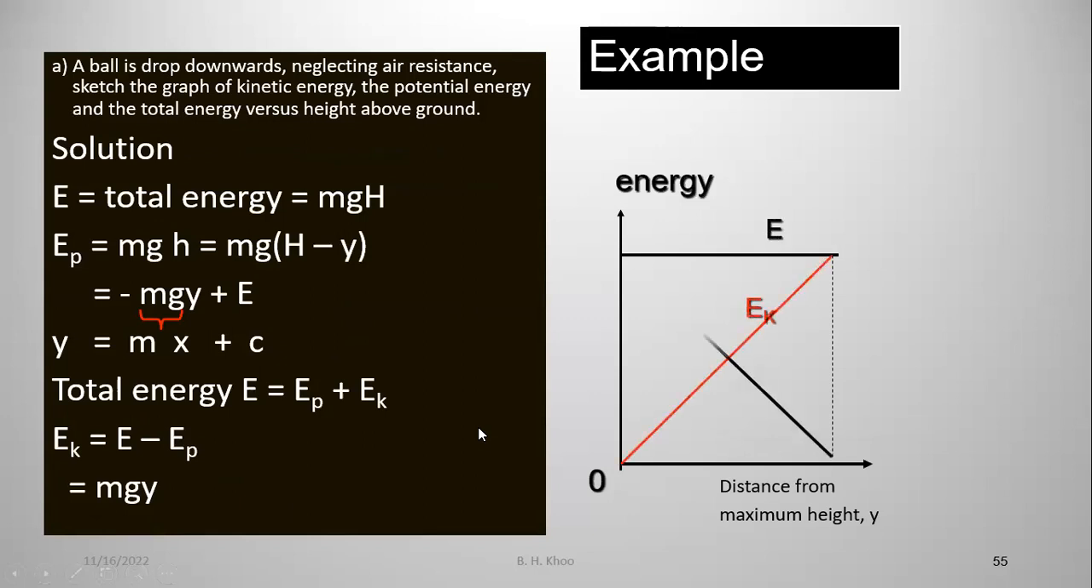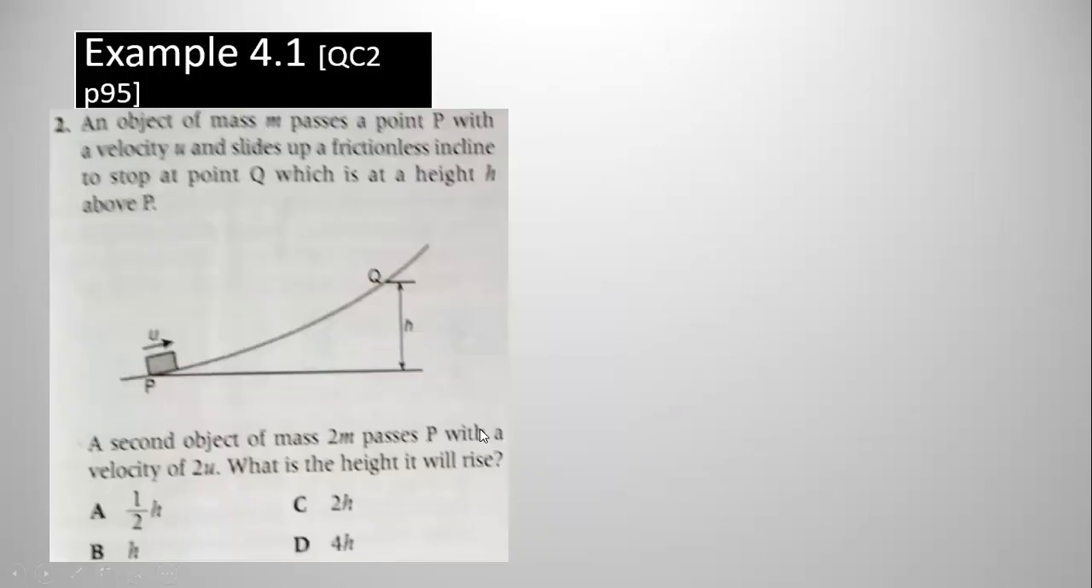Okay, just to review the same thing. Okay, let's try the question from the reference book. Quick check, page 95, example 4.1. An object of mass m passes a point P with velocity u and slides up a frictionless incline to stop at Q, which is at a height h above P. A second object of mass 2m, now we change this mass to 2m, passes P with, instead of u, now 2u. What's the height?